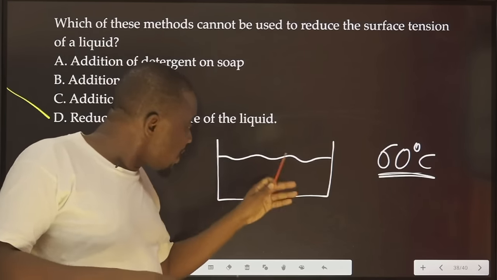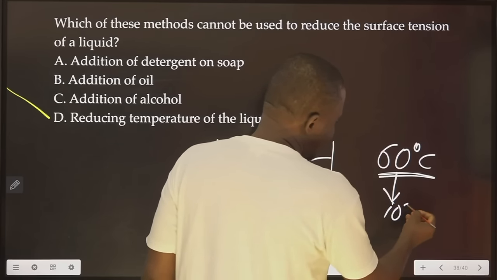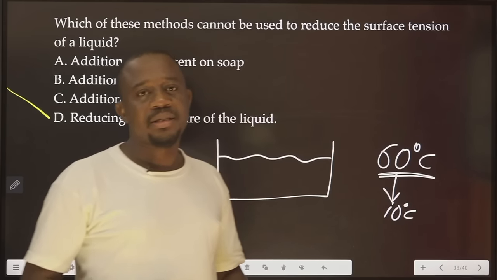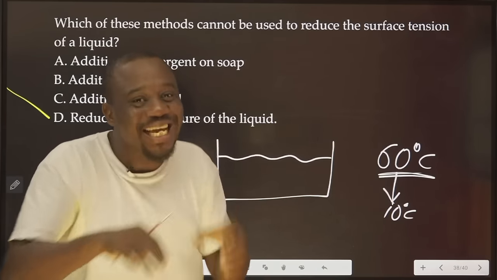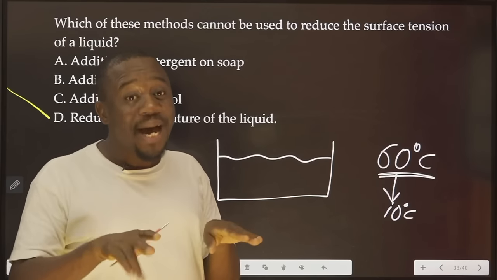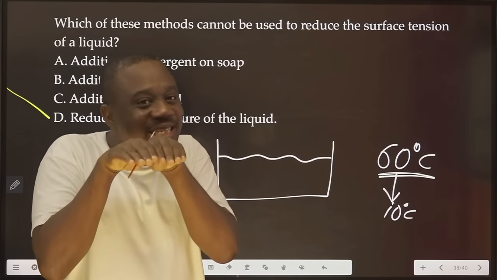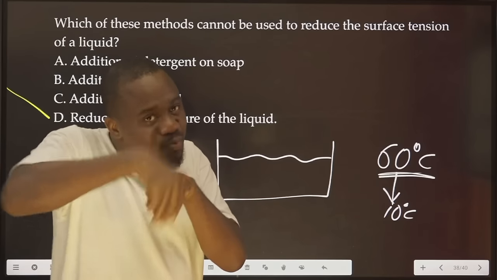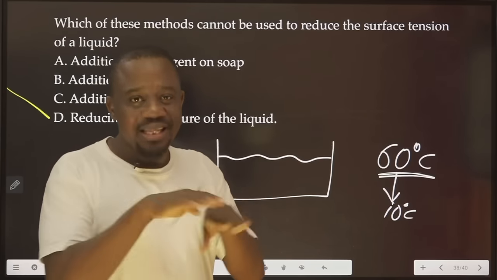But when you reduce this temperature, for instance, say to 10 degrees Celsius, it means the molecules will be less energetic. Thereby, they stick together. And when they stick together, there is no more space. Invariably, you are increasing the tension.